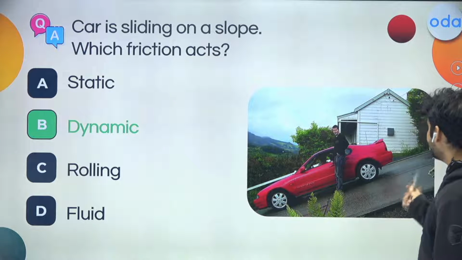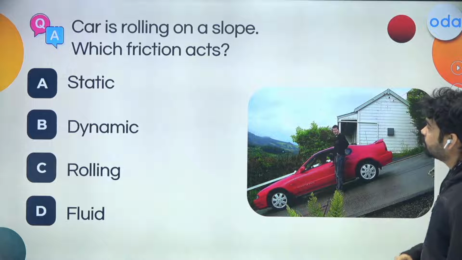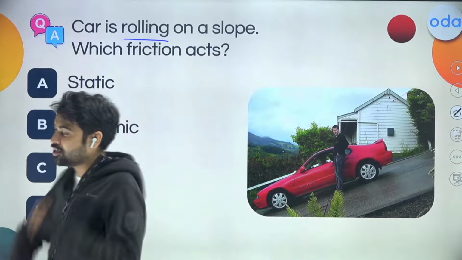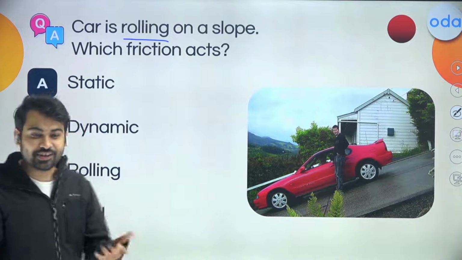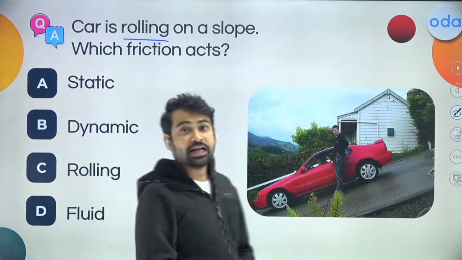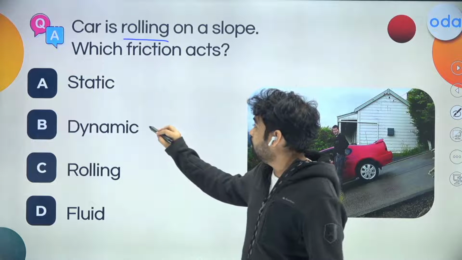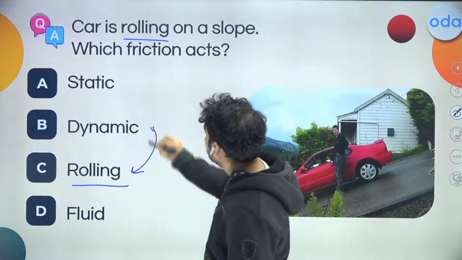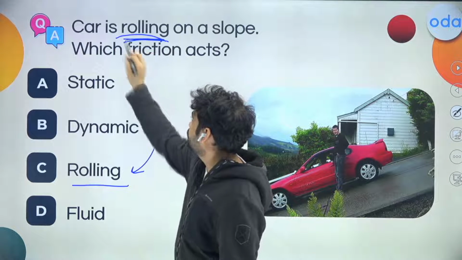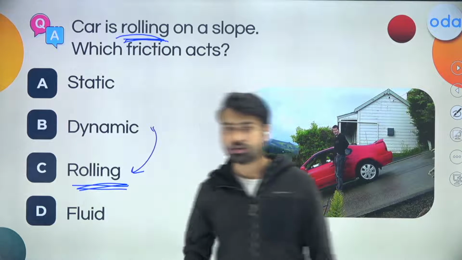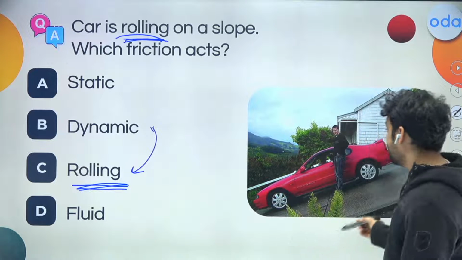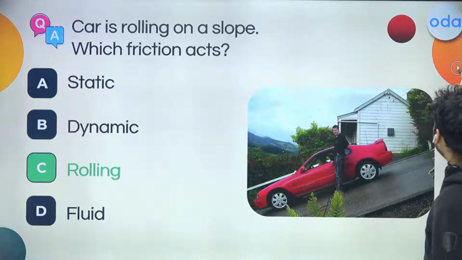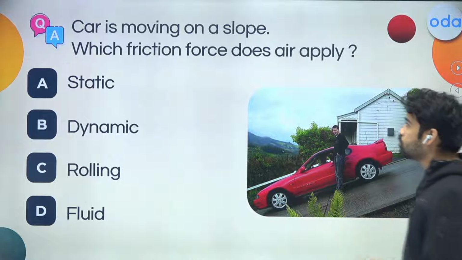Right. Let's take this car again and see what the next question is. As simple as it gets. Car is rolling on a slope. And if it is rolling, I think you can quite easily say that this will be the case of rolling friction, right? This was a no-brainer question. You could have easily answered that if the car is rolling on a slope, then rolling friction comes, right? C part.